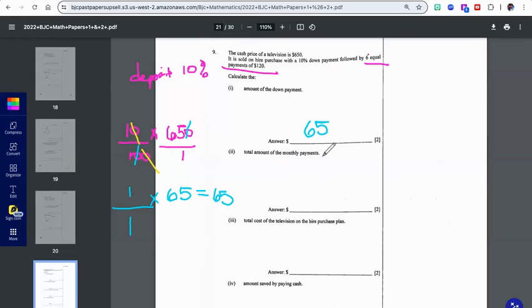Total amount of monthly payments. Total monthly payments is equal to total months, which is 6, times the 1 month's payment. That'll be 6 times 120. If we multiply 6 times 120, 6 times 0 would give me 0. 6 times 2 would give me 12. Carry the 1. 6 times 1 is 6 and 1 is 7. So therefore, the total amount of monthly payments is $720.